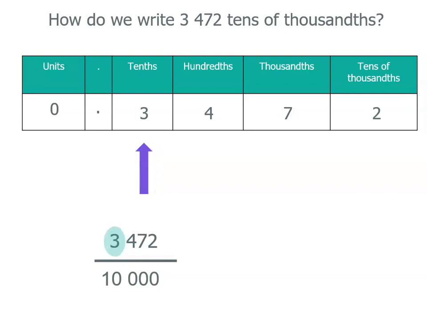So we've now got our fraction written in decimal form because it's in our place value table, and we can now write it out without the place value table. So we have 0.3472. That decimal fraction is the same thing as 3,472 over 10,000. It means exactly the same thing.